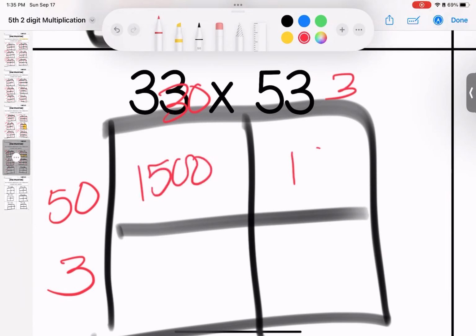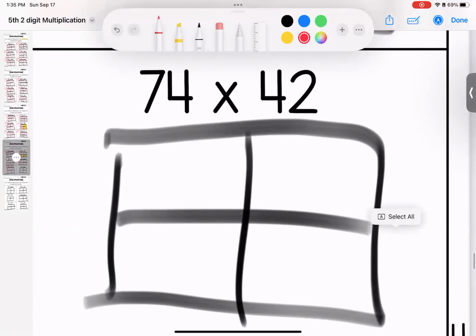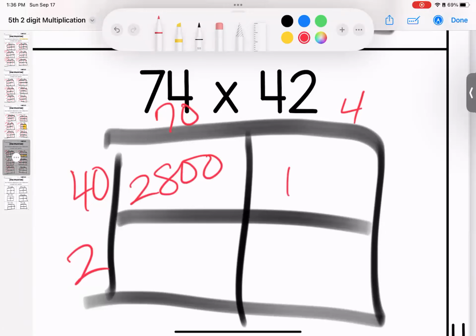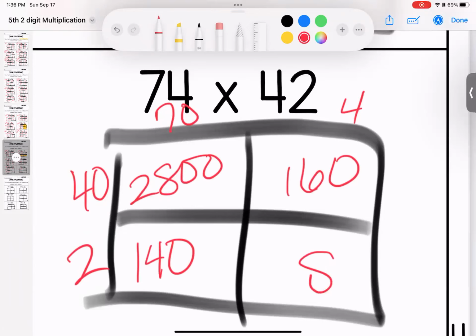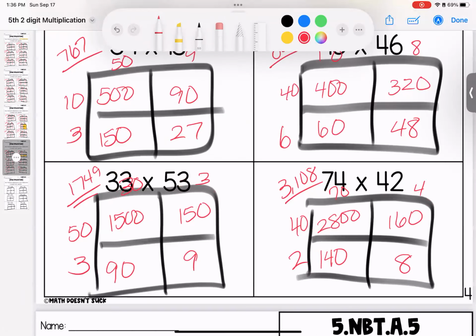15, 2 zeros, 15, 1 0, 9 and a 0, 9, 1,749. Over here, 70 and 4, 40 and 2 for 74 times 42. 7 and 4 is 28, 2 zeros, 4 and 4, 16, 1 0, 2 and 7, 14, 1 0, 2 and 4 is 8. 3,108 in total. That brings us to the end of page 4.